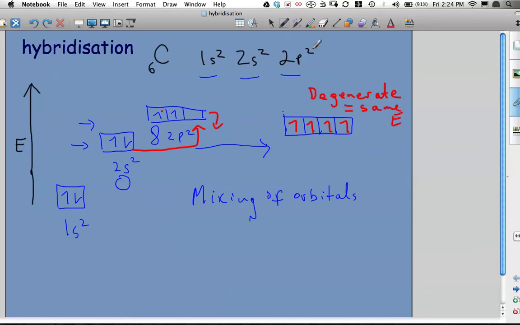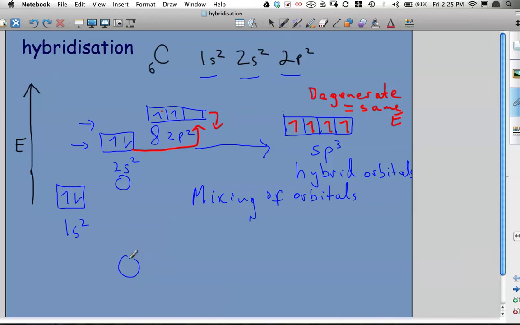Now, these orbitals are not s or p orbitals, but they are taken from the combination of an s orbital and 3 p orbitals. They are mixed orbitals, so we call them sp3 hybrid orbitals. Hybridized orbitals. And these sp3 hybridized orbitals are in between the energy of the s and p, and if you like, in between the shape of the s and p.